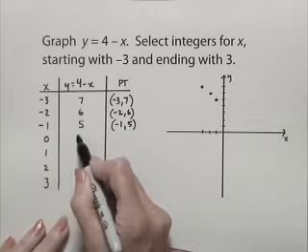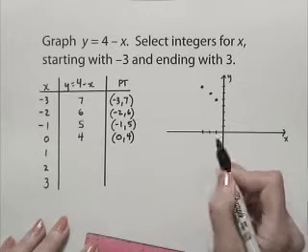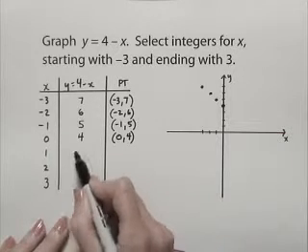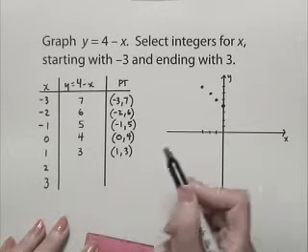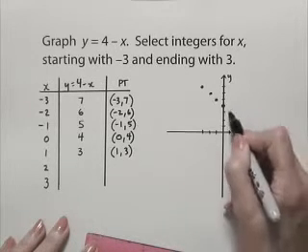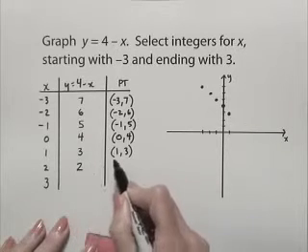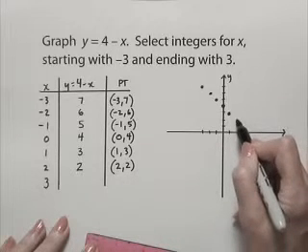Next, 4 minus 0 is 4. Our point then is 0, 4. 4 minus 1 is 3. Our point is 1, 3. 4 minus 2 is 2. Our point is 2, 2.